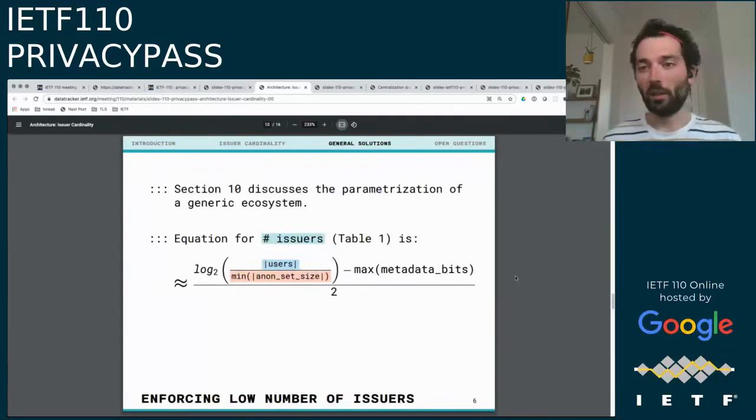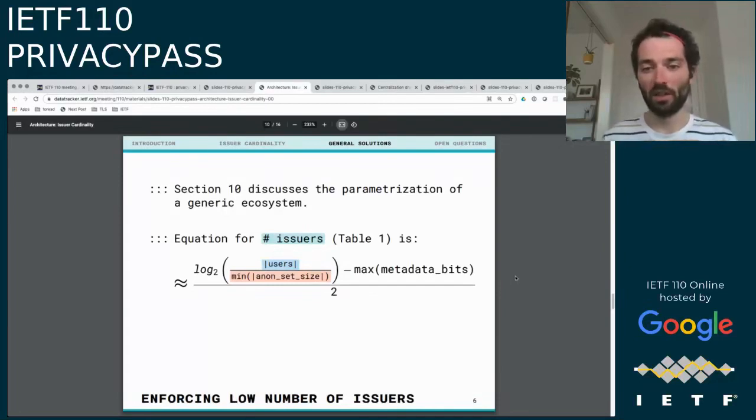Section 10 of the document talks about the parameterization of what a generic Privacypass ecosystem looks like. So we have this equation which determines the number of issuers which we can allow. This logarithmic expression in the equation relates to the exponential relationship between the number of issuers and the decrease in client privacy.